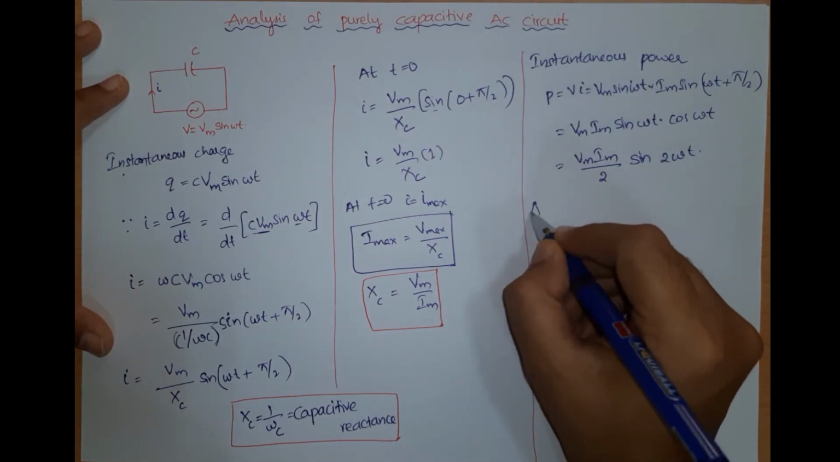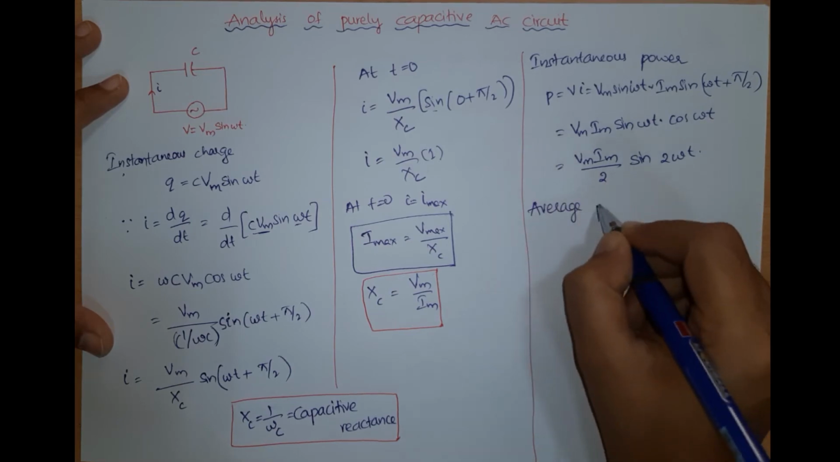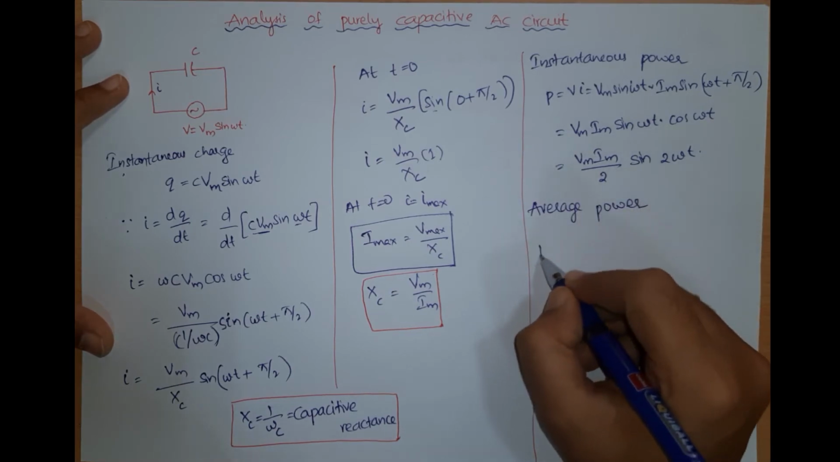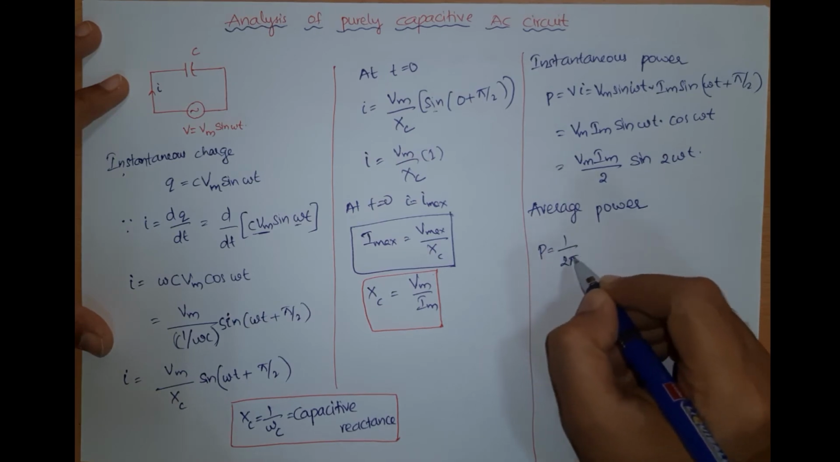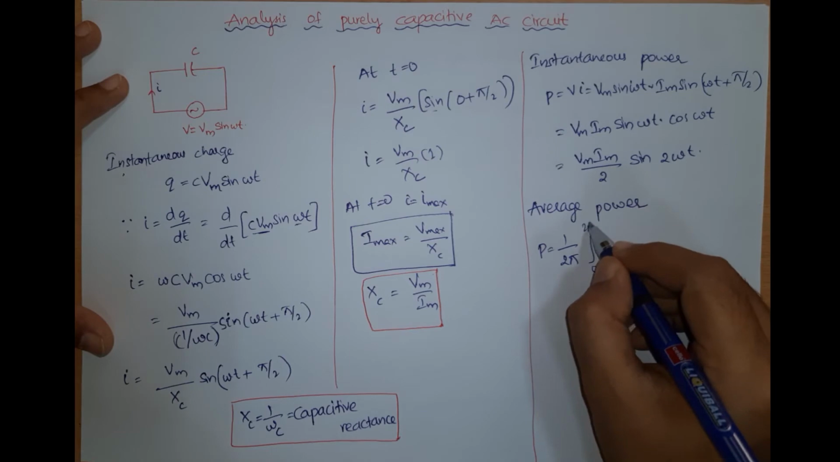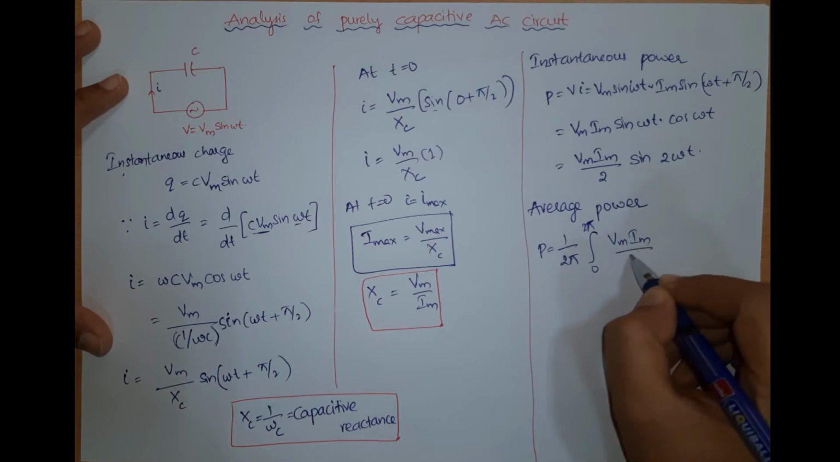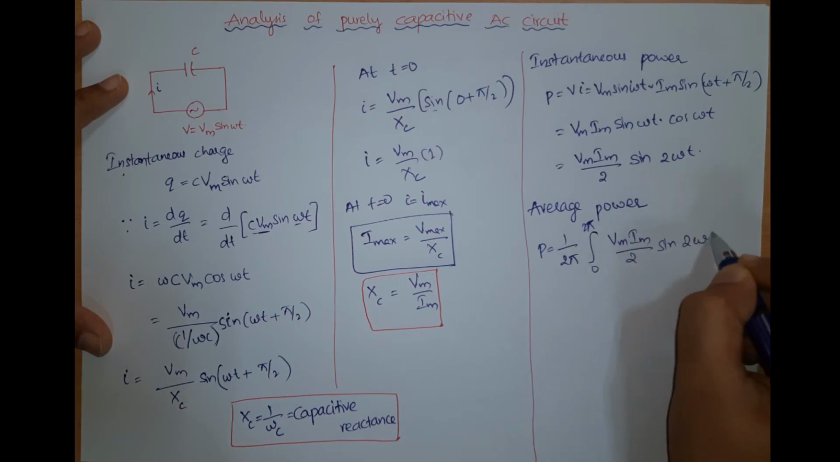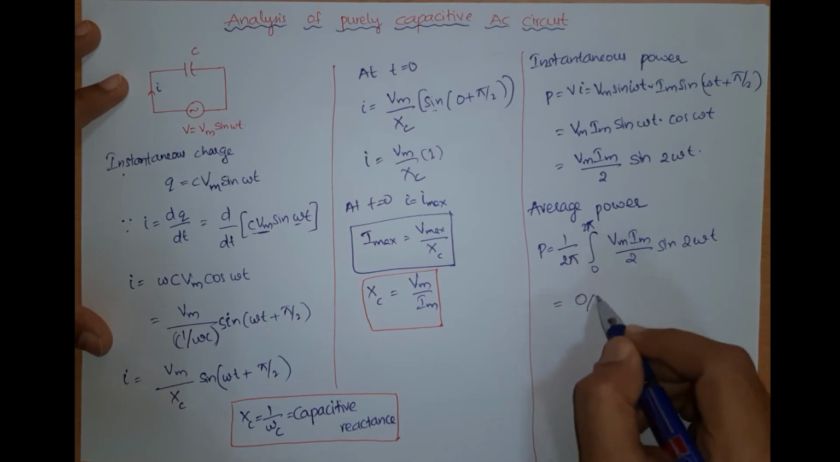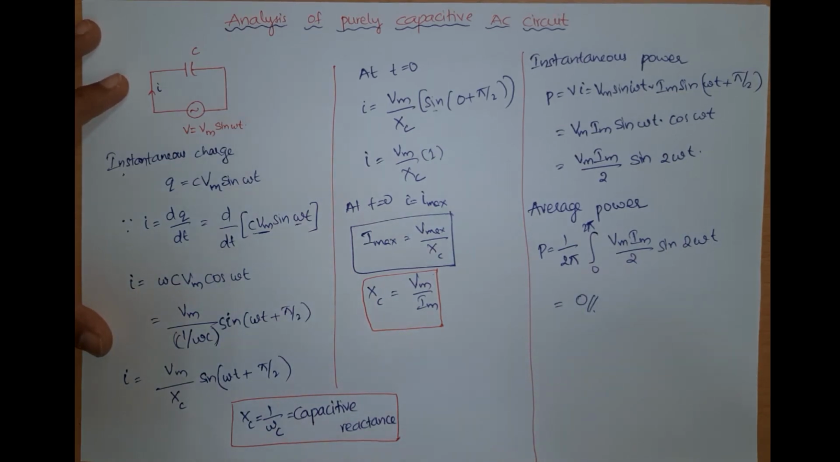Next, the average power P. Over the total time period of 2 pi, you have to integrate all the instantaneous values of the power, that is Vm Im by 2 sin 2 omega t, which gives us 0. So the average power of a purely capacitive AC circuit is also 0. These are the parameters. Now, to represent it graphically, in terms of waveforms, let us see how it is done.